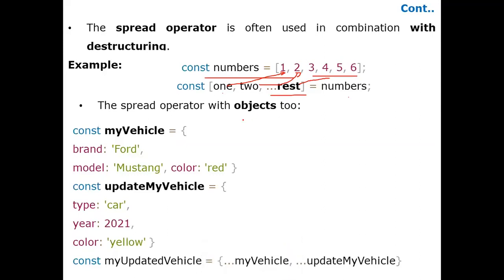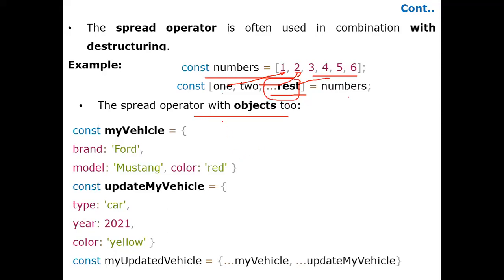Now how are we going to access the spread operator with objects? Instead of wasting that many variables for 3, 4, 5, 6, with the help of the rest operator, the rest of the values you are assigning to the rest operator. This is about the rest operator as well.